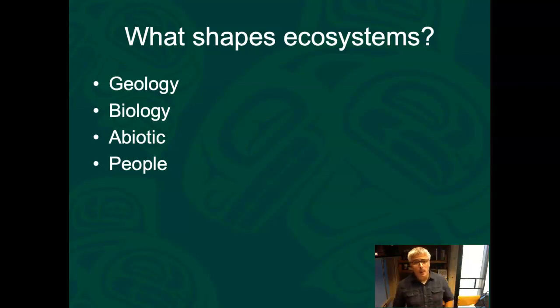And people certainly shape ecosystems. Wherever you're at right now, if you look around, I'm sure there's evidence of people shaping the ecosystem, but that has occurred for a long time. And so we'll look at both modern impacts of people on the ecosystems, but also pre-contact impacts of people in the ecosystem. So to me, any system you can really break down into these 4 components: geology, biology, abiotic, and human or people.